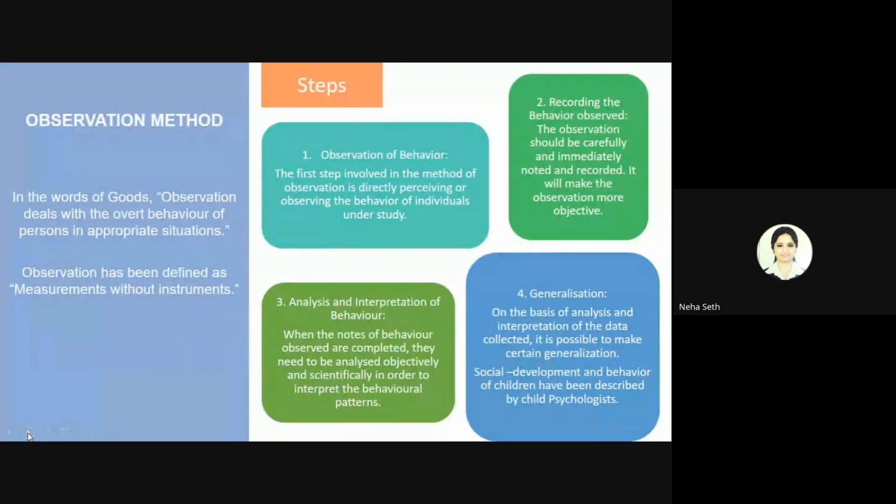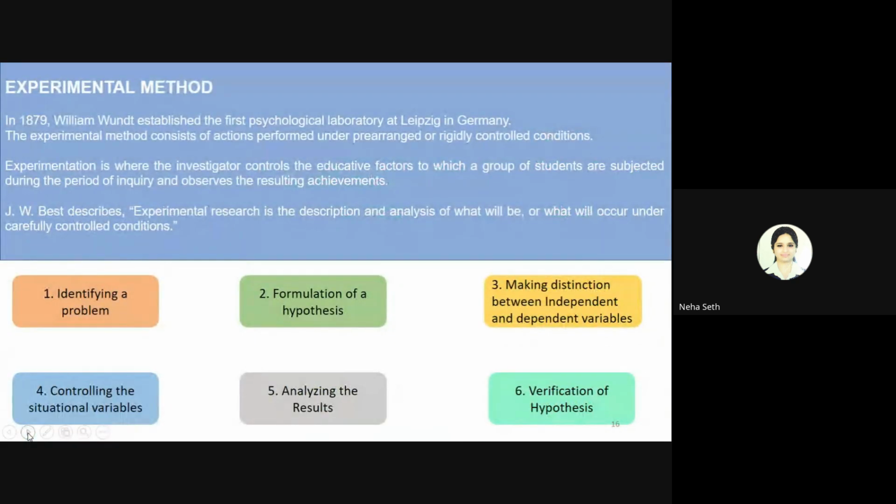Okay, please come to the next slide. And this is the last one, which is very common especially in humanities research, and to be specific, when we are trying to study the behavioral sciences, or subjects in which studying behavior is important. This method was introduced in 1879 by William Wundt, who established the first psychological lab in Germany. The experimental method consists of actions performed under pre-arranged or rigidly controlled conditions.